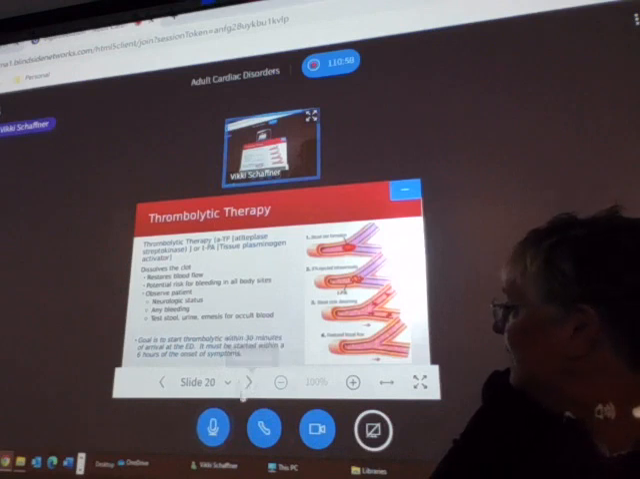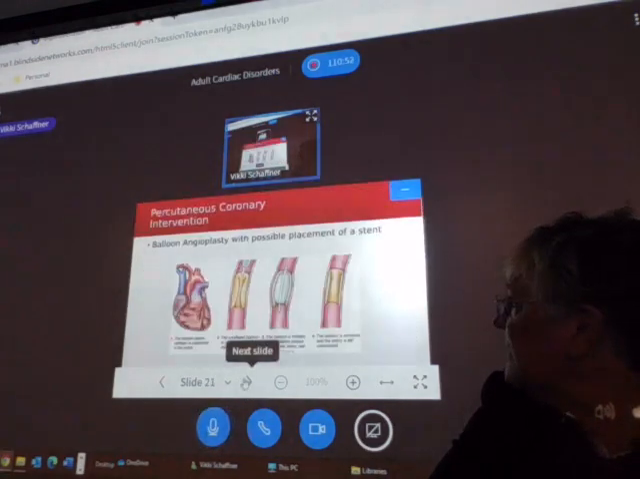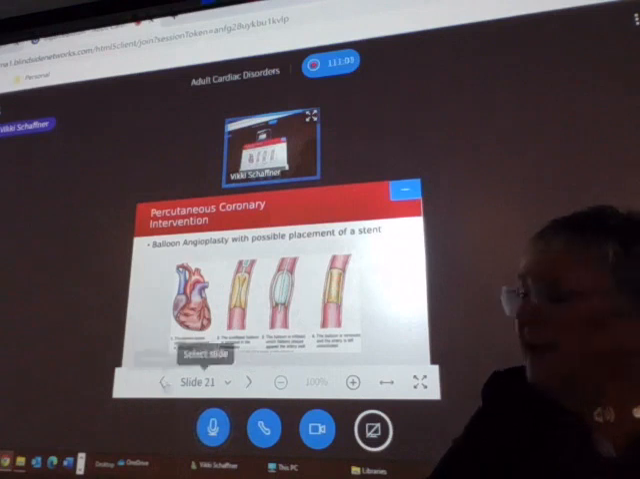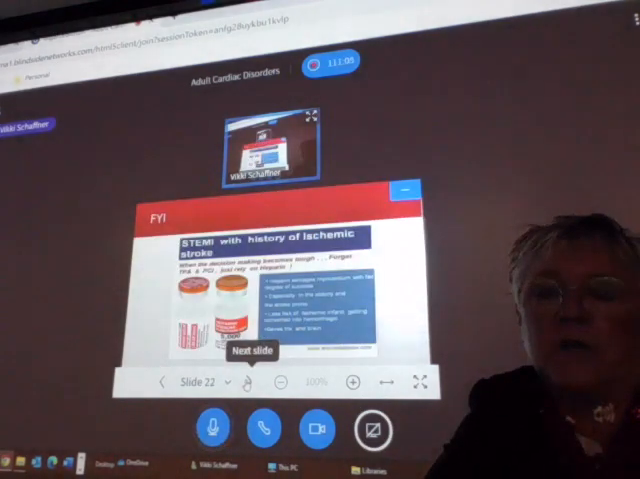We don't need to know about that anymore. We've seen that. And then the balloon angioplasty we talked about. See how it's narrowed. Then you put the balloon in, and then it's all opened up and flows nicely. Those are just pictures to kind of help you visualize what's going on.